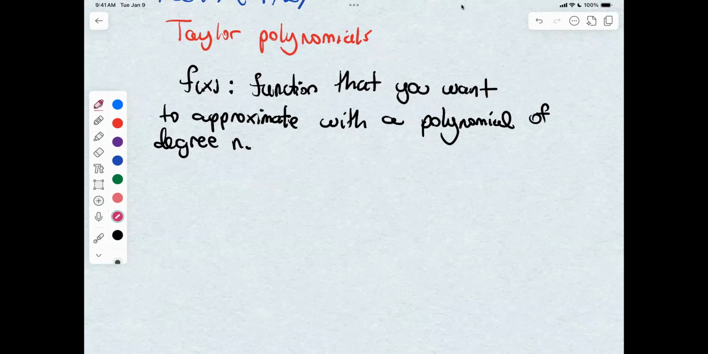I'll first write the formula, and then I'll write the first few terms so that you see how it's structured. So the formula for the degree n Taylor polynomial is this one. I'll explain the notation in a moment.